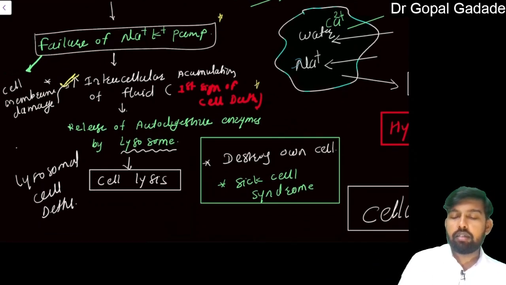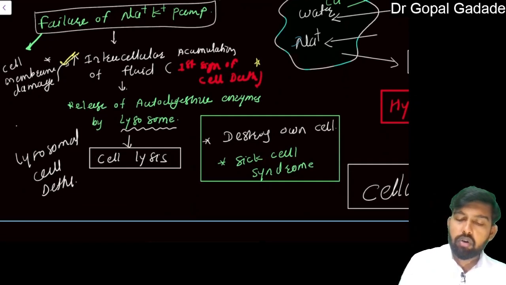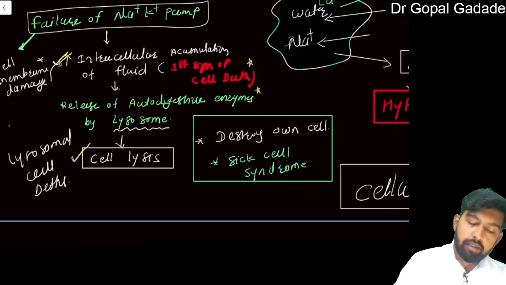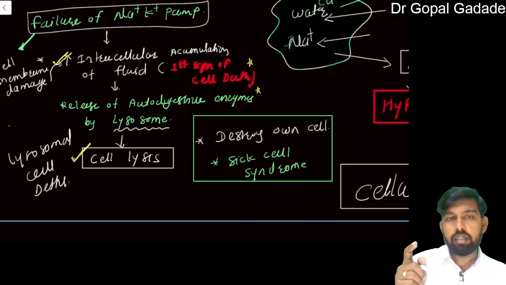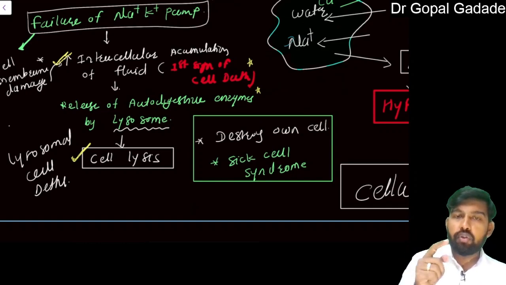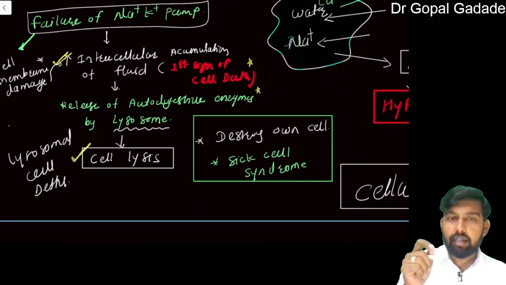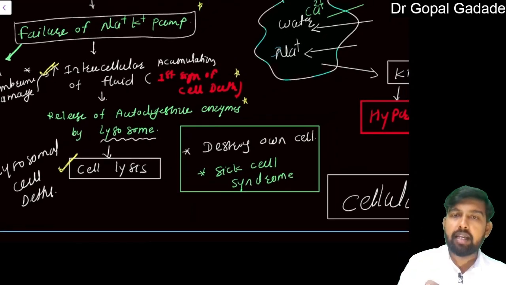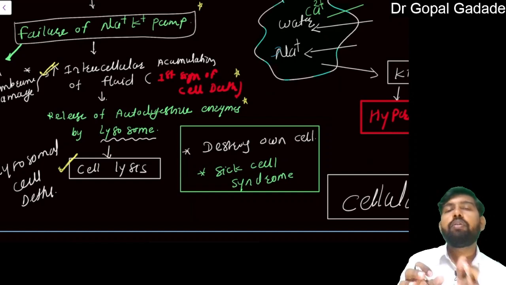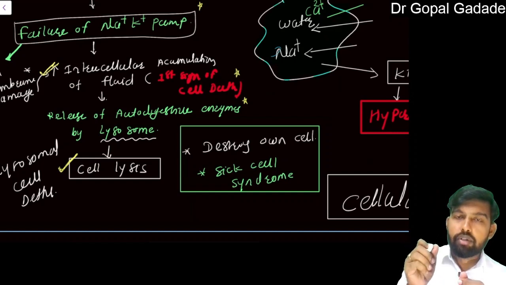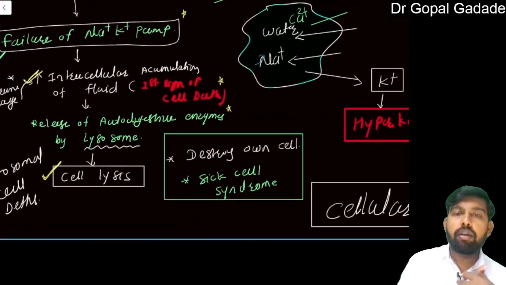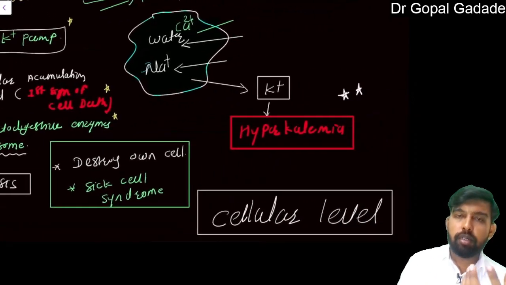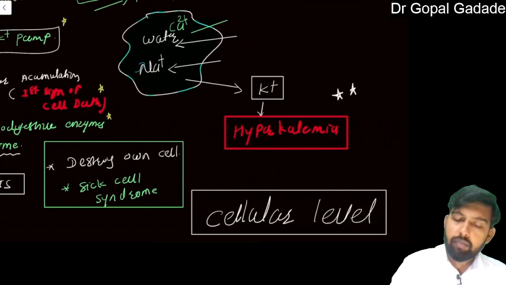and this is the first sign of cell death, which ultimately results in the release of autodigestive enzymes by the lysosomes, and ultimately causes cell death. So the death of the cell is mediated by the lysosome. So it is a lysosomal cell death, and ultimately cell lysis, which results in the potassium inside the cell being released into the circulation because of the cell lysis, which ultimately leads to hyperkalemia.